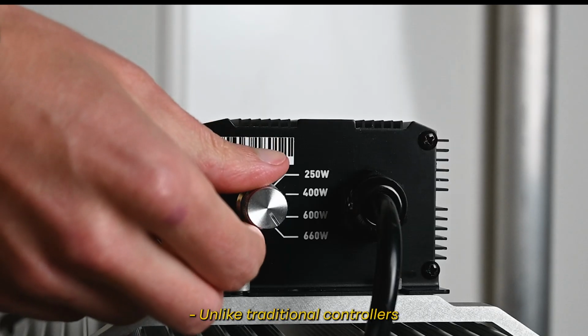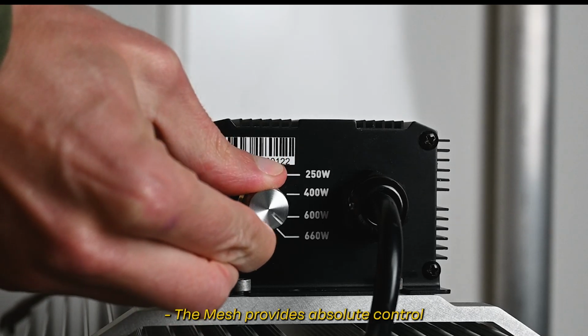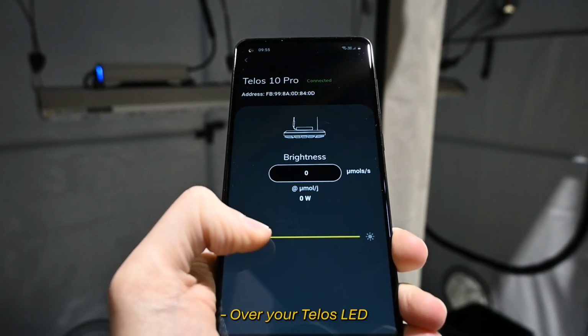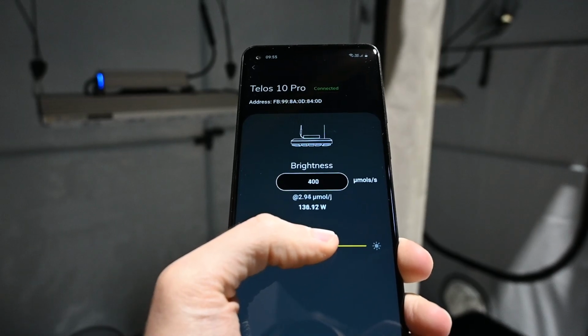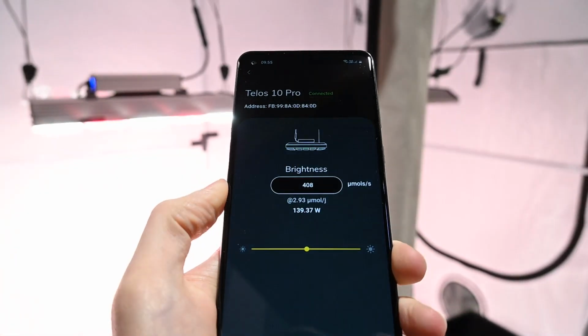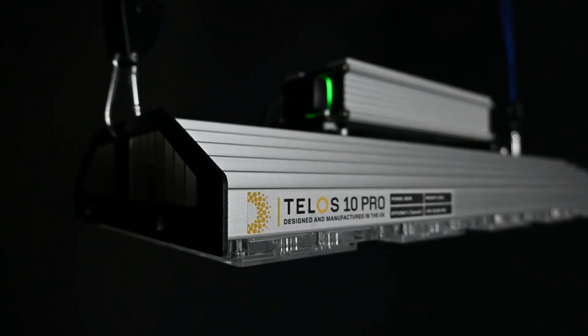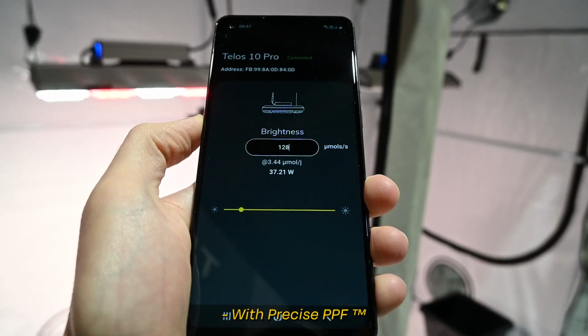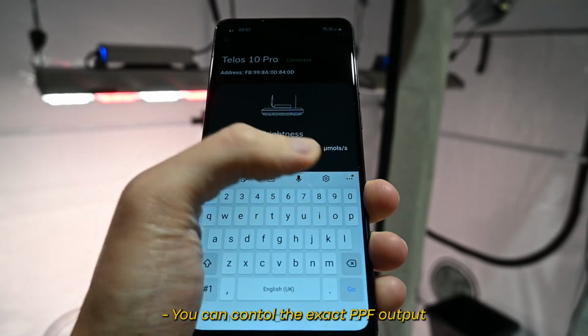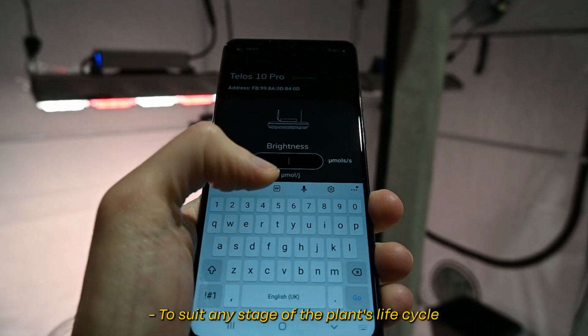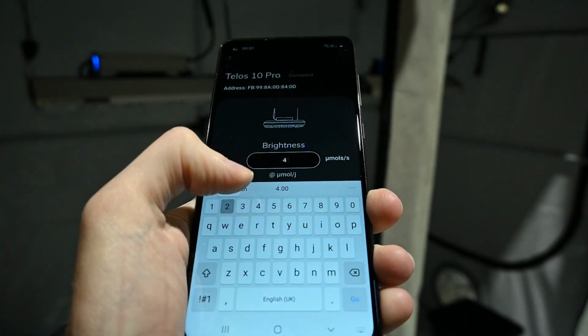Unlike traditional controllers that use a fixed increment, the mesh provides absolute control over your Telos LED. With precise PPF, you can control the exact PPF output to suit any stage of the plant's life cycle.